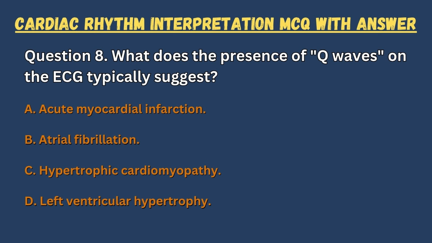Question 8. What does the presence of Q waves on the ECG typically suggest? A. Acute myocardial infarction. B. Atrial fibrillation. C. Hypertrophic cardiomyopathy. D. Left ventricular hypertrophy.